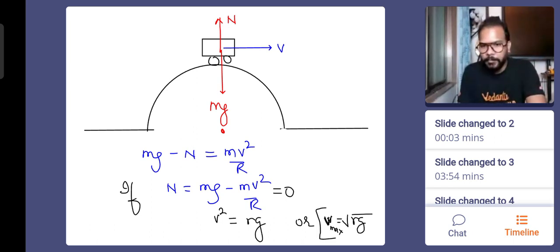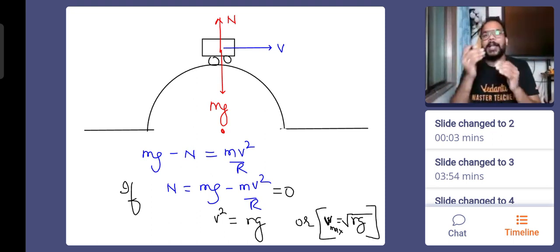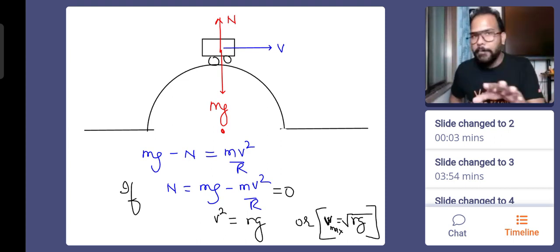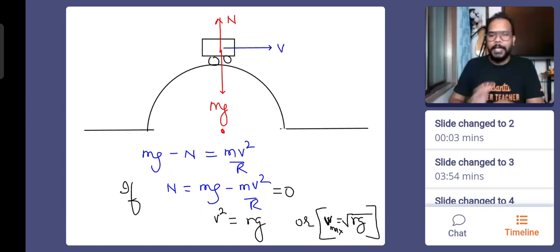This is the maximum speed with which if you take the vehicle, your vehicle will still be in contact with the ground. Normal will not become zero. By normal becoming zero, what do we mean? The contact between the tires and the ground is gone. Normal becomes zero. So this happens if you take the velocity more than that. If you will take your car with a velocity more than under root rg, r is obviously the radius of that circular portion, then your vehicle will actually take the aerial route for some time.